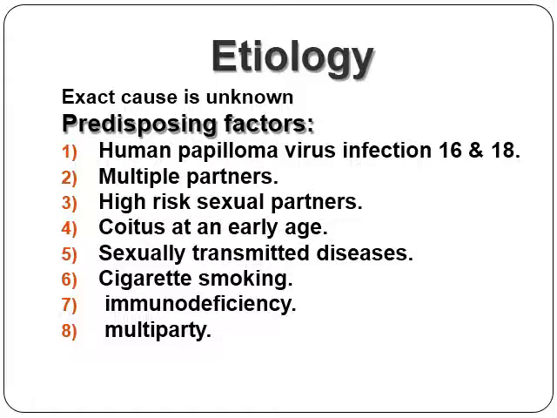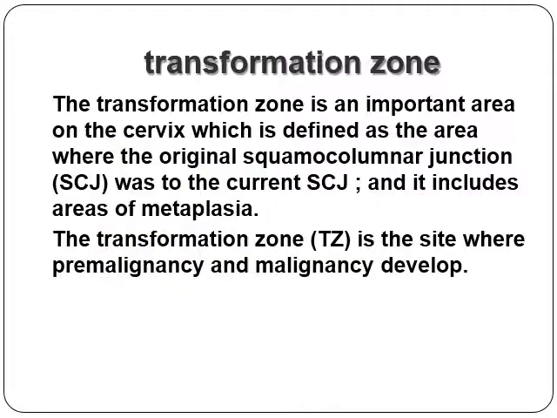Second item, multiple partners, high-risk sexual partners, coitus at early age or early marriage, sexually transmitted diseases, smoking, immune deficiency, and multiparity. Again, all these factors are so important and so active, but the main factor, which is commonly found in more than 90% of cancer cervix, is HPV 16 and 18.